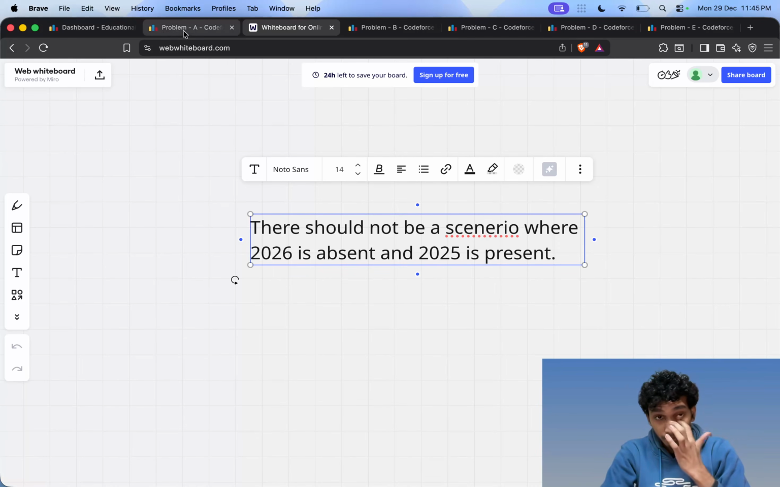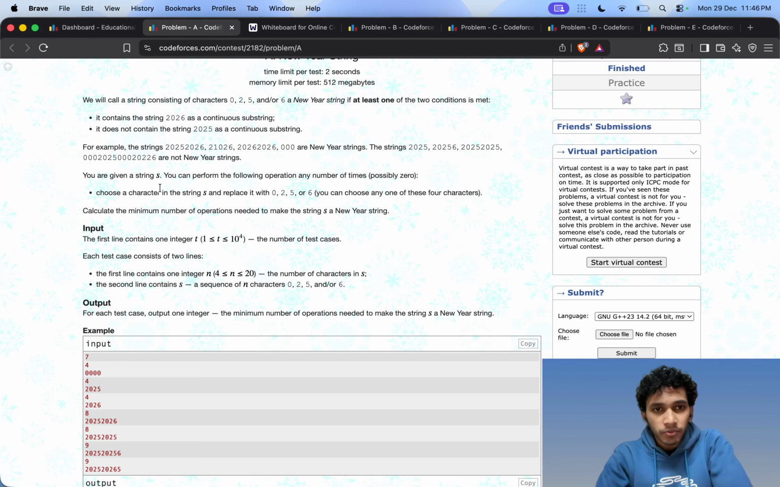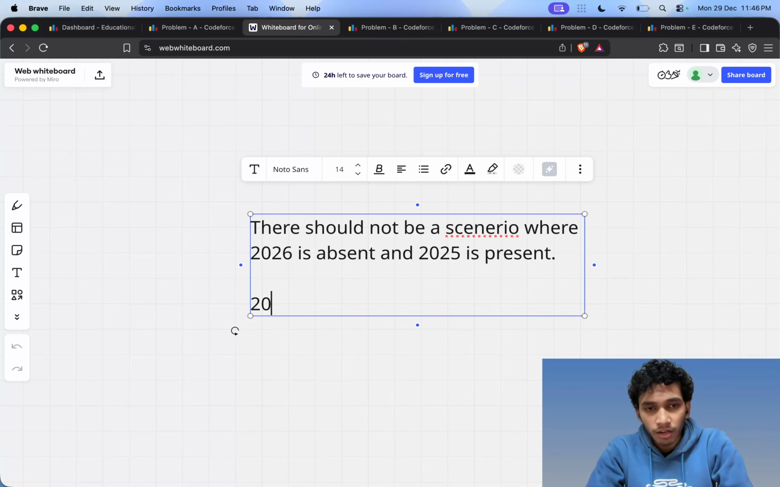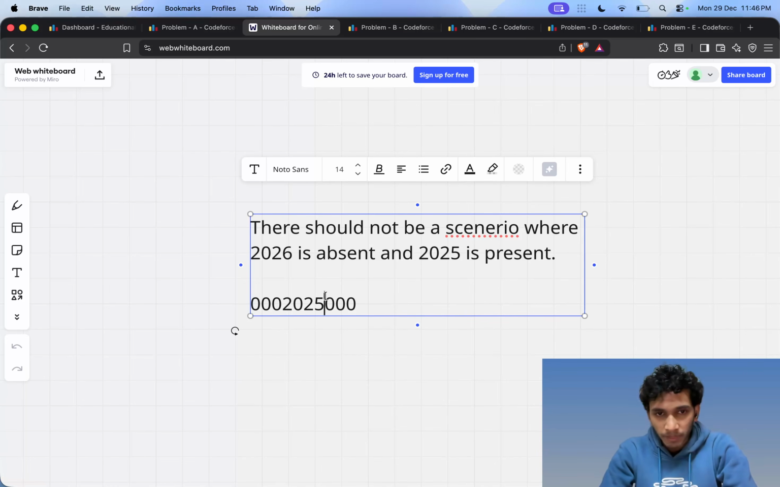Alright. Now let's read the question further. So we are given a string s. We can perform any number of operations any number of times. Choose a character and replace it with 2025 or 2026. So what are the numbers given to us that are not, let's say, a New Year's string? 2025 is present and some random numbers are present that do not contribute to 2026. Now maybe 2025 is present multiple times. Alright, but 2026 is not present.